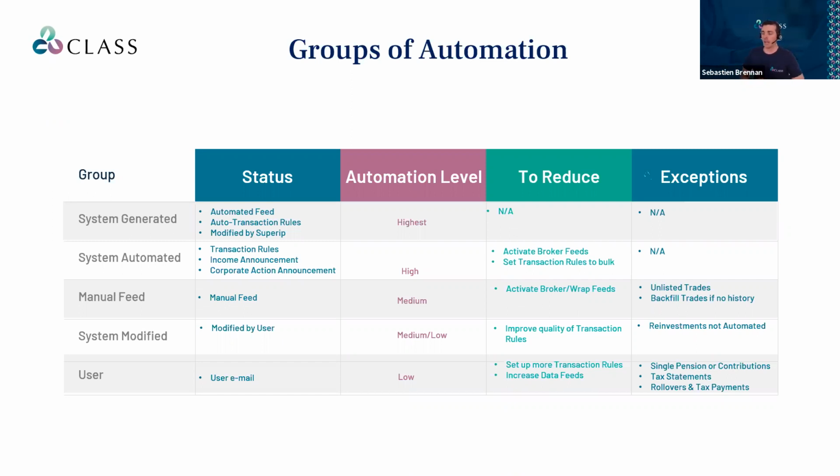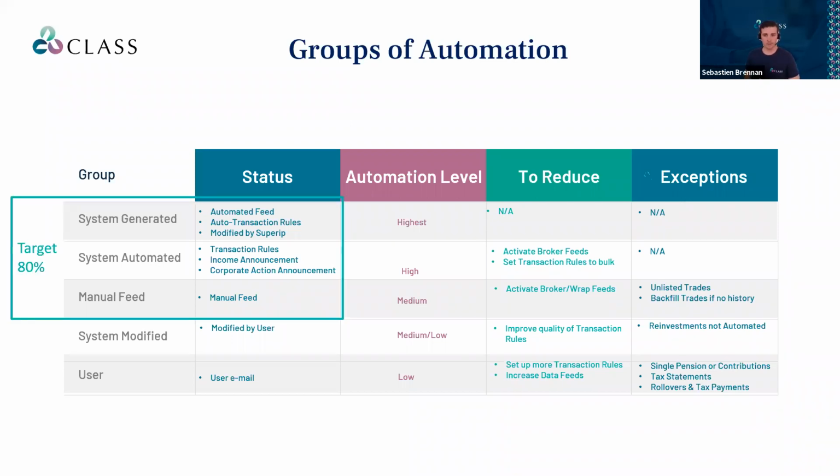So how do we summarize all of this? How do we digest all of this information? Well, what you should be targeting are the first three categories. That's what we're looking for. And we're looking for an average of 80% across funds that are processed in our business that fall into one of these three categories. So what I might do, I know there's a few questions that have been coming through.